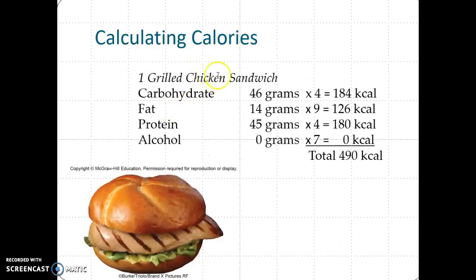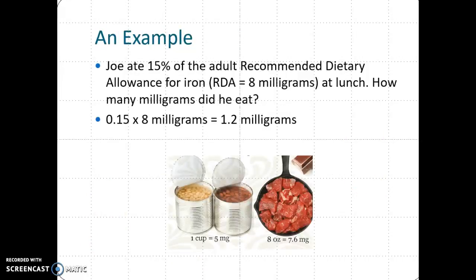So here's an example. This grilled chicken sandwich has 46 grams of carb, 14 grams of fat, 45 grams of protein, and no alcohol. Simply take the grams times the calories per gram. And now you've got 4 calories per gram, so you get 184 calories. There's 9 calories per gram times 14, and so forth. And it comes to the total calories of 490. And you'll have a worksheet to practice this.